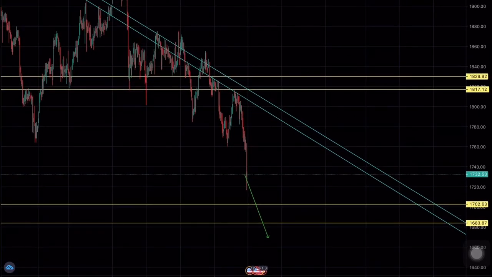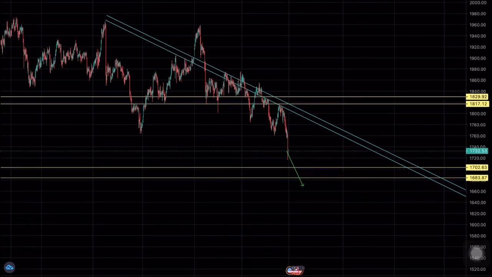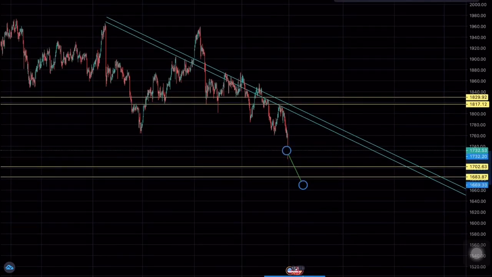So both trading opportunities are explained: what we should do after the nosedive which we have seen, or the huge sell-off in the market for gold.